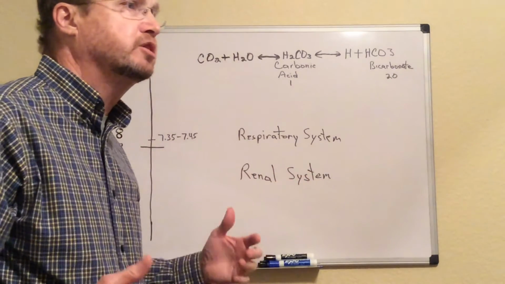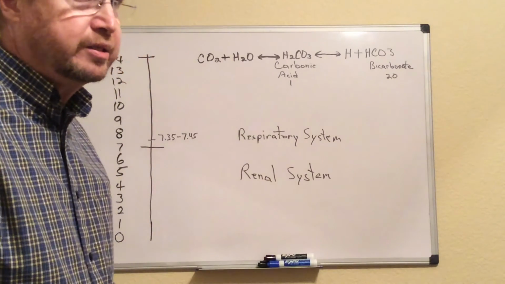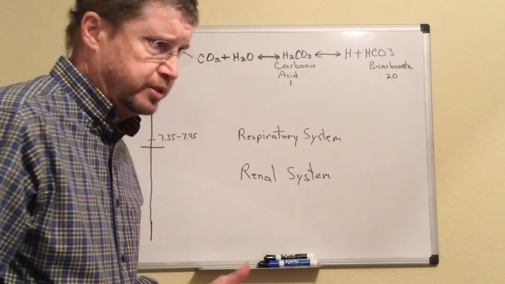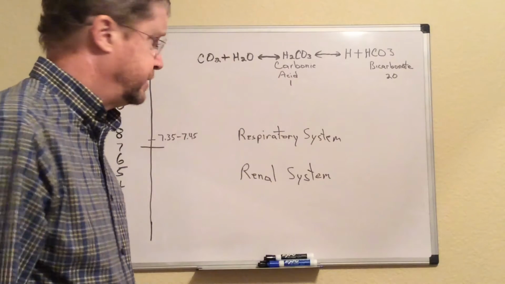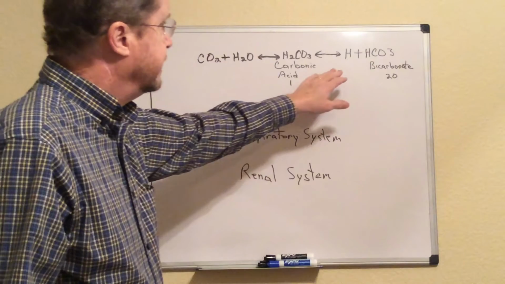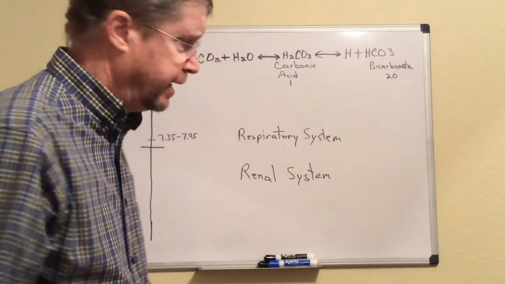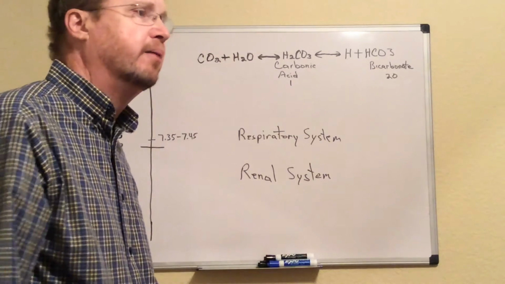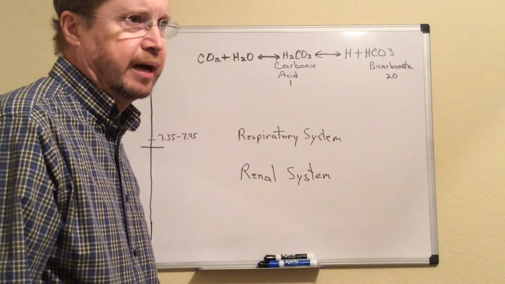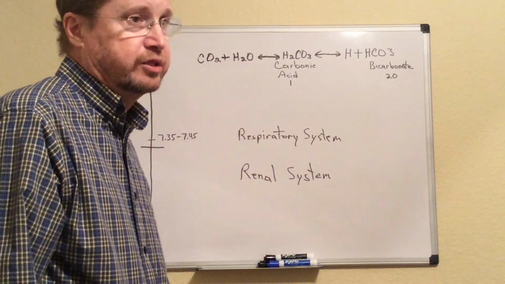The renal system plays a much slower part in management of pH, but it does play a significant role. The way the renal system works in the management of pH balance is the kidneys will work to eliminate hydrogen ions or bicarbonate ions in the urine, depending on what your state is and how much hydrogen is in your system, how much hydrogen ions are being produced, or how much bicarbonate ions you have in your body.